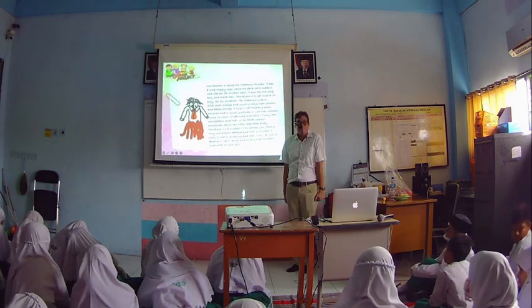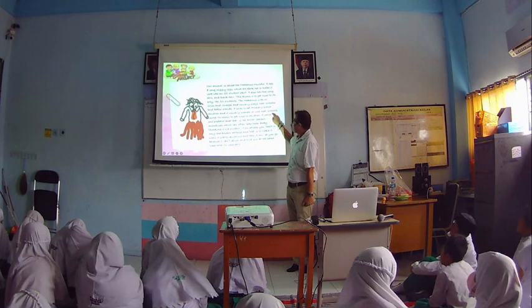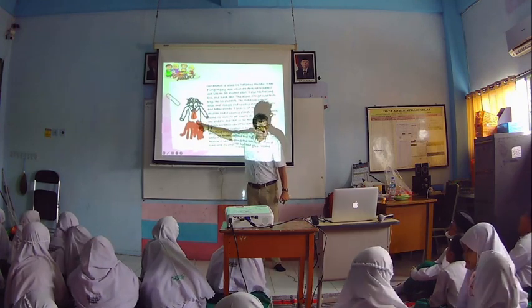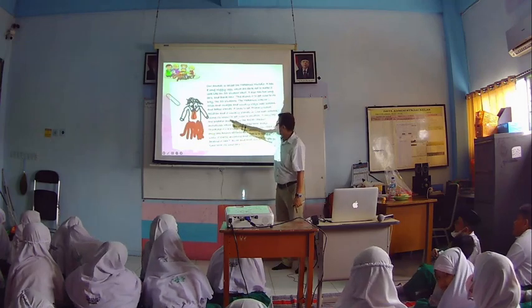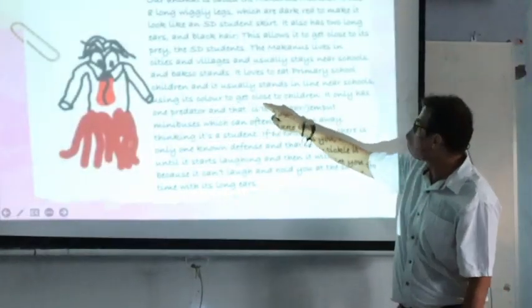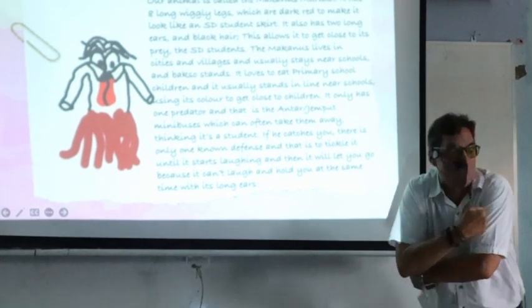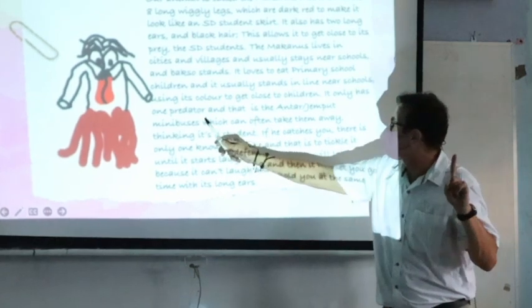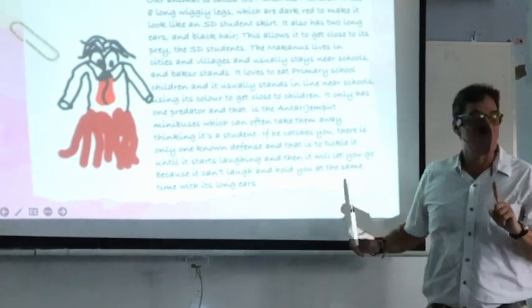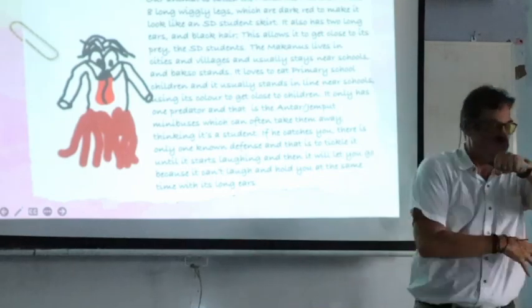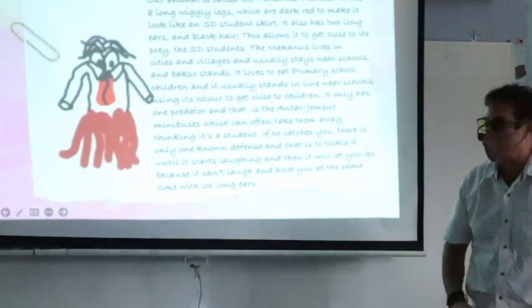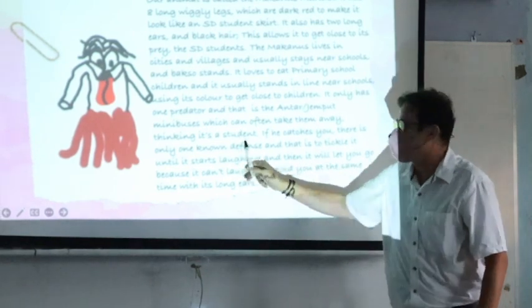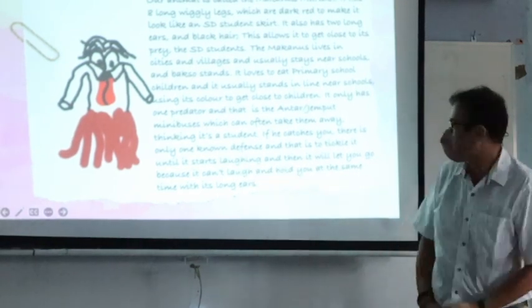And it stands in line near the school. And it looks like a student, yeah? So it stays close to children. And then it eats the children. Arr. Yeah. It has one predator. The antarjemput. Antarjemput say, ayo, and leaves with it. One predator, the antarjemput minibus. They take them away because they think they are a student.